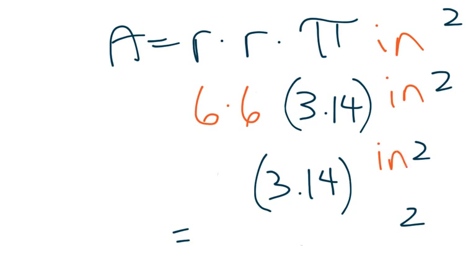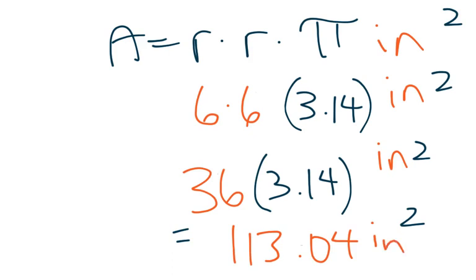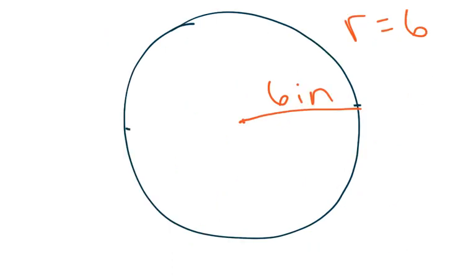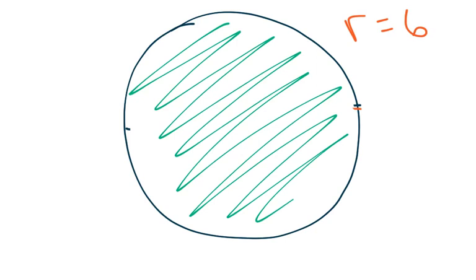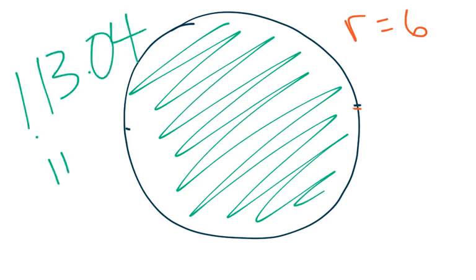I'm not even sure where that's supposed to go. So this would be 36 times 3.14, and that would be 113.04 square inches. So the whole pizza is 113.04 square inches. But they don't want to know what the entire pizza is.